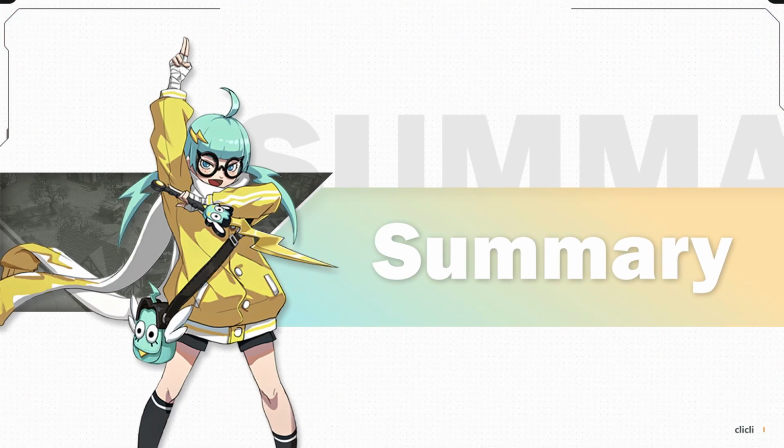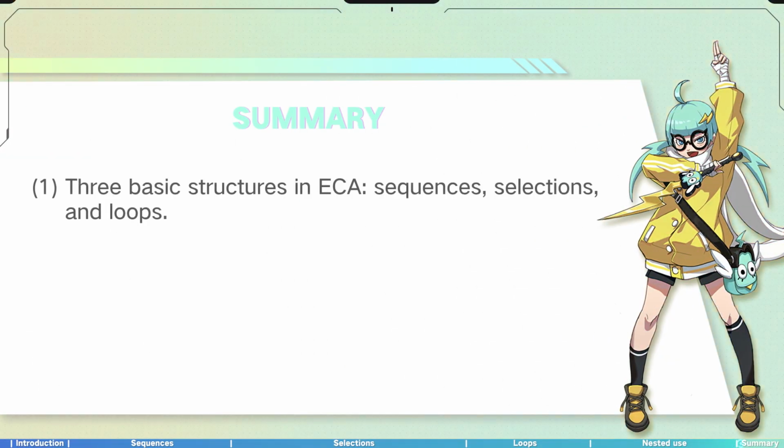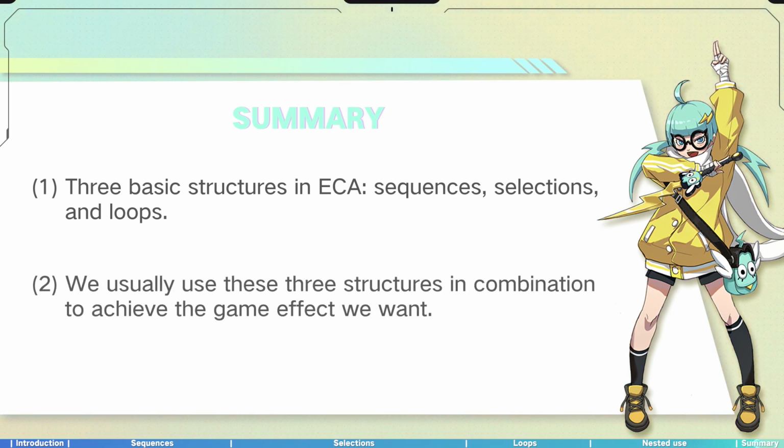Now, it's time to review what we learned today. Number 1. We introduced 3 basic structures in ECA: sequences, selections, and loops. These 3 structures will be frequently used in the following lessons. Number 2. We usually use these 3 structures in combination to achieve the game effect we want. They may seem pretty simple on their own, but when combined, they can create some pretty complex software.